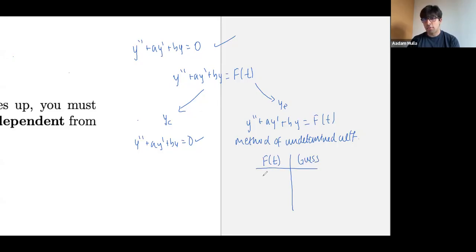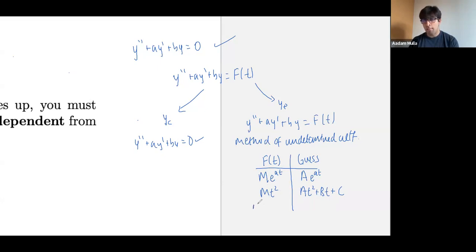If f of t is of the form something times e to the at, we're going to guess something times e to the at. If f of t is of the form something times t squared, we're going to guess a t squared plus bt plus c. And if you have t cubed, you just add more terms: a t cubed plus bt squared plus ct plus d, or whatever.